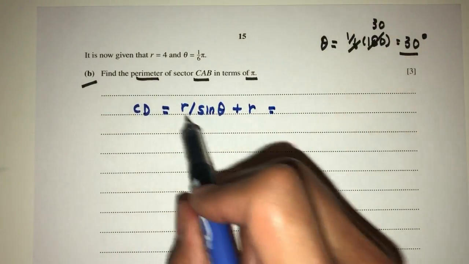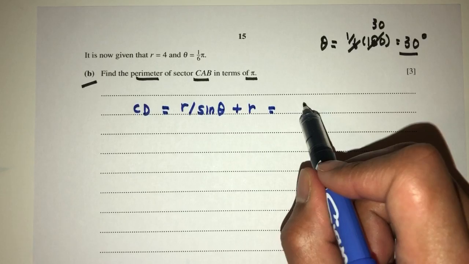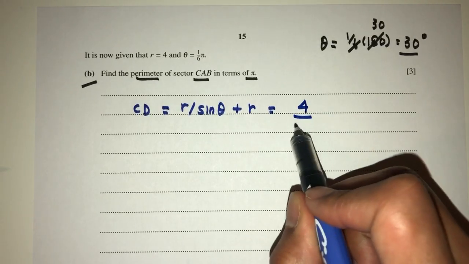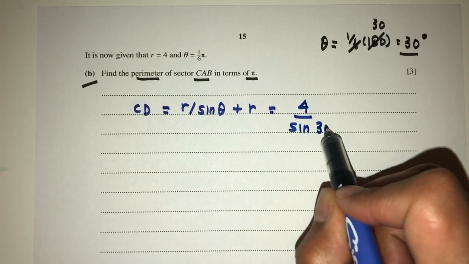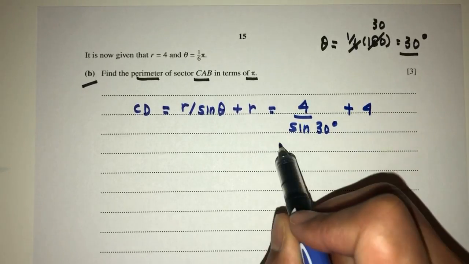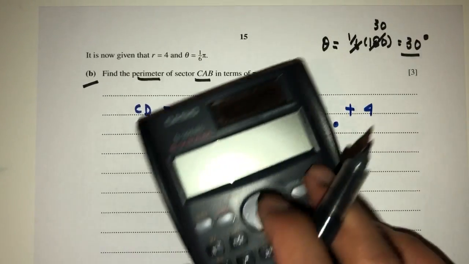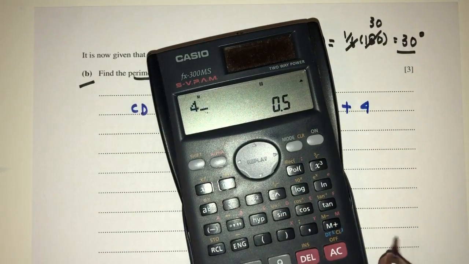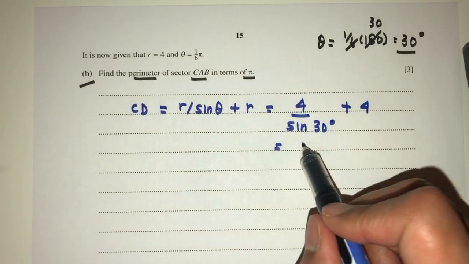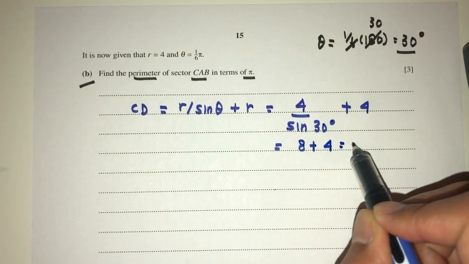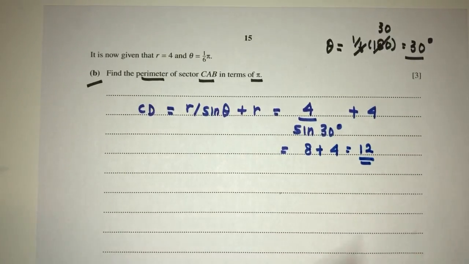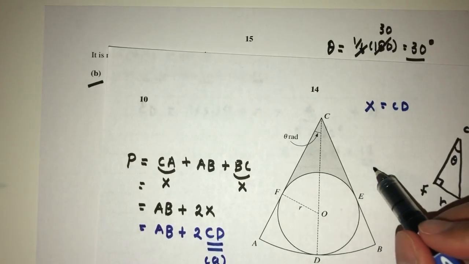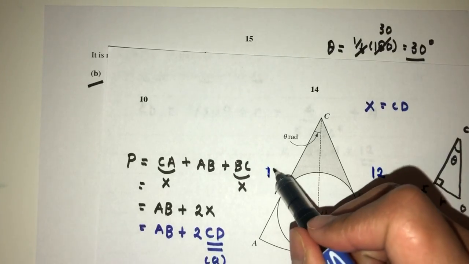r is 4, sine theta is sine 30, plus 4. What is sine of 30 degrees? It will be half. 4 divided by half should be 8. 8 plus 4 is 12. So which means that the radius is 12. Okay.